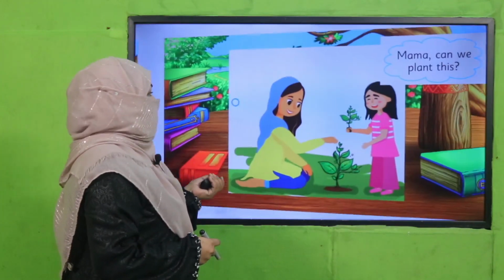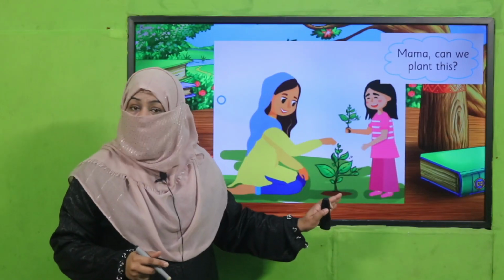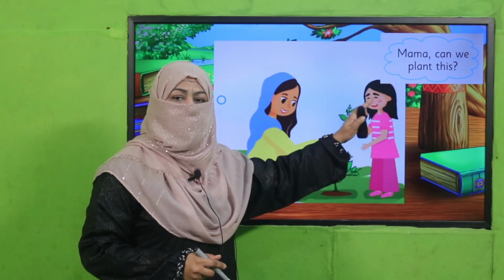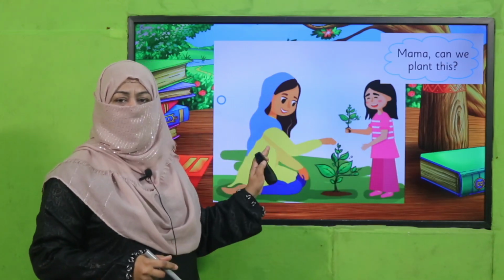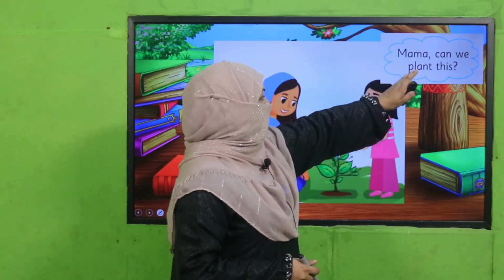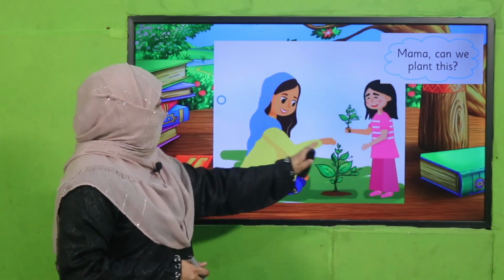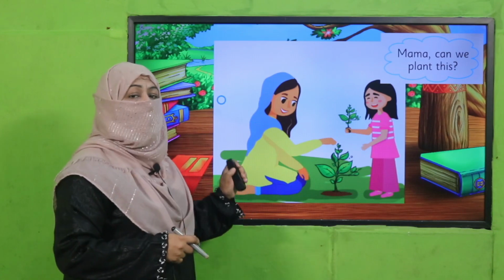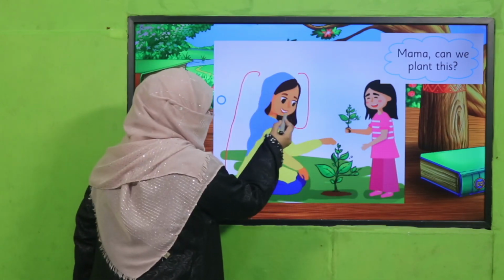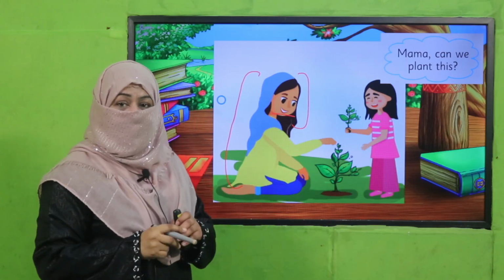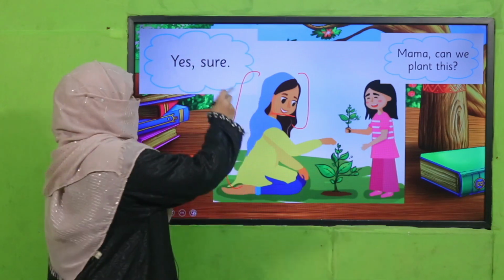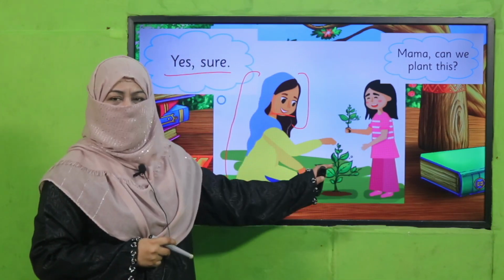Okay. So now look at it. This is a dialogue. Two people are there. Now we have to fill up their speech bubbles by looking at them, what they might be thinking. This girl is talking, and what does she say? Mama, can we plant this? She's asking Mama. Now before filling up her speech bubble, look at her face. What might she be replying? She's happy. So it is showing that she will definitely respond in a positive way. Yes, sure. She is not going to stop this child.